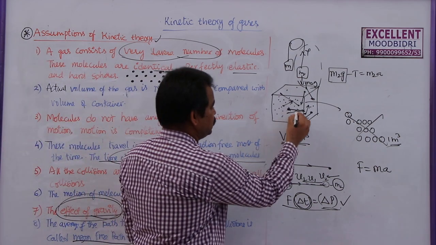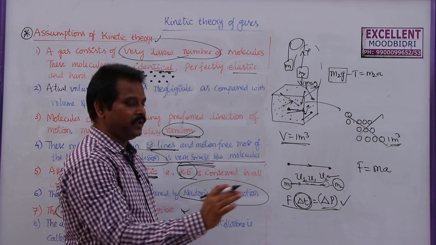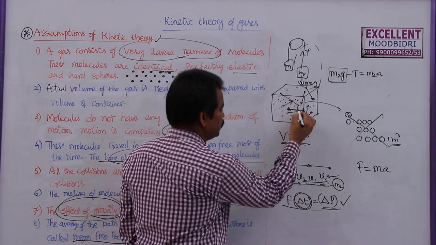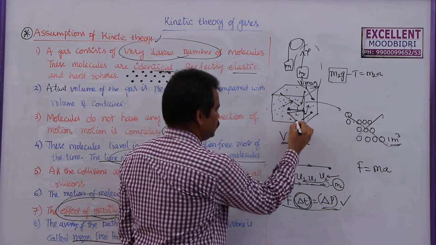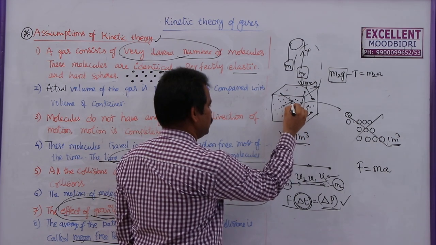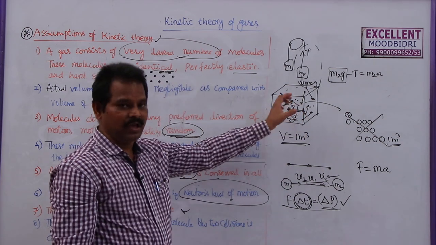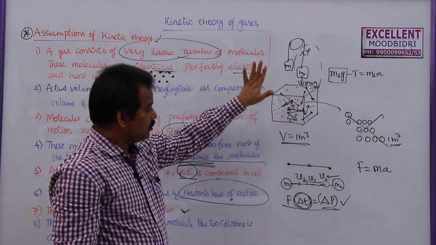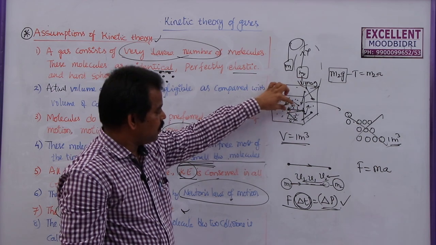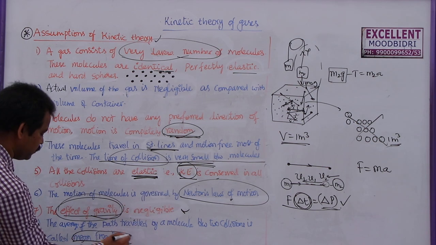So if you take this distance, this is not the mean free path. Mean free path is, this is the first collision, this is the second collision, this is the third collision, this is the fourth collision, this is the fifth collision, this is the sixth collision. If you take all these distances and take the average of all these distances, that is, the average of the distances travelled by the gas molecule between two collisions is called the mean free path.